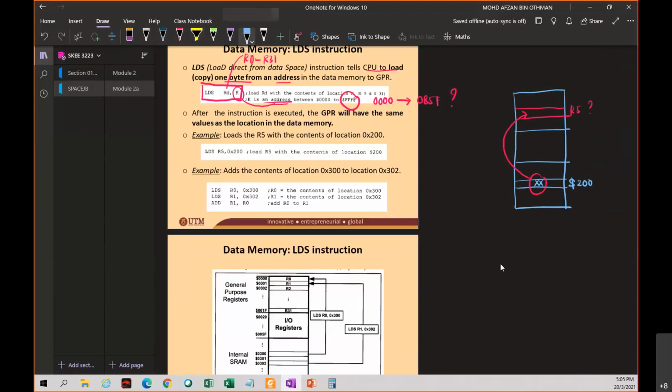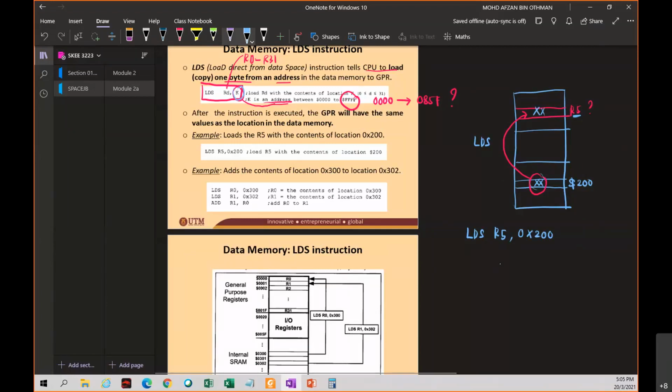To do that, we can use the LDS instruction, which is LDS. What is the destination register? The destination register kita adalah R5, so you put R5. What is the K? The location. The location is coming from 0x200. So what happened is, dia ambil pergi ke address 200, take the value inside there and put to R5. After you execute this line here, R5 will have this value from address 200.